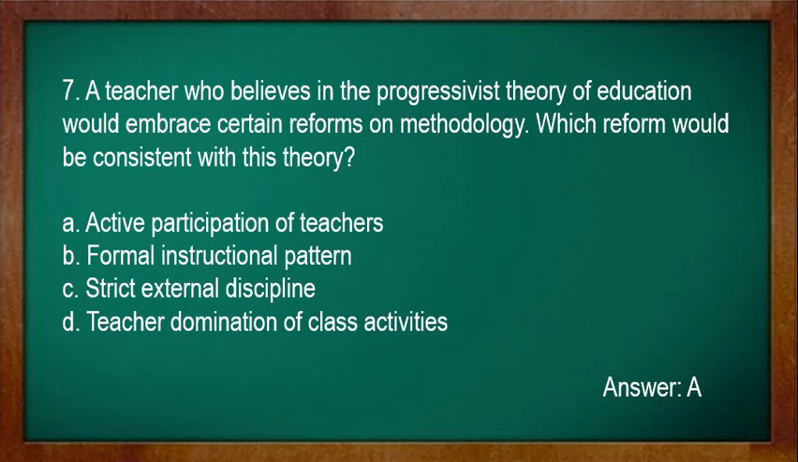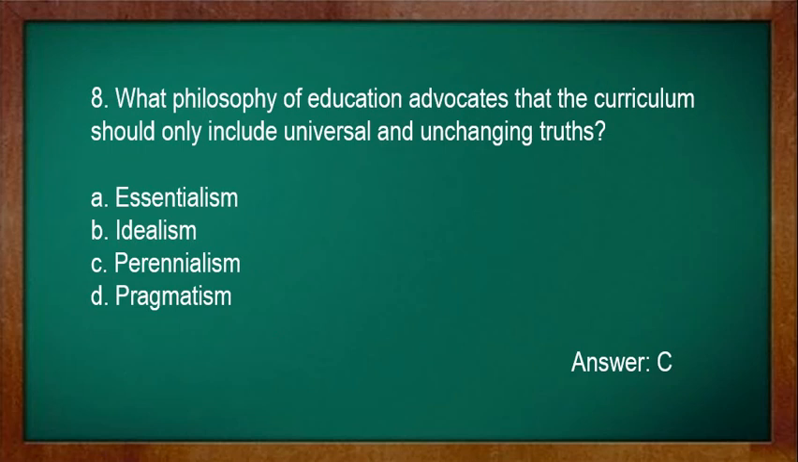Number 7. A teacher who believes in the progressivist theory of education would embrace certain reforms on methodology. Which reform would be consistent with this theory? A. Active participation of teachers. B. Formal instructional pattern. C. Strict external discipline. D. Teacher domination of class activities. Answer, A.